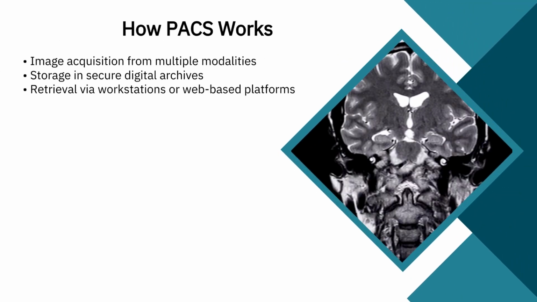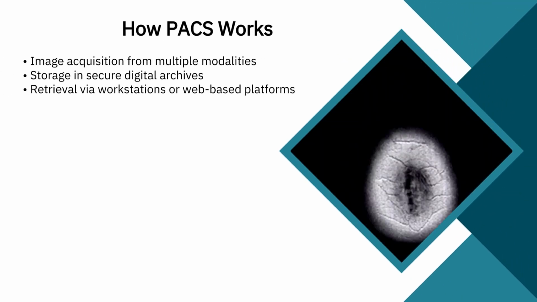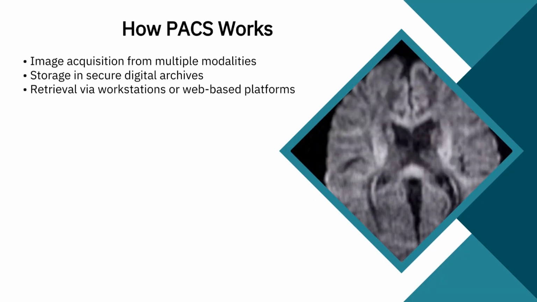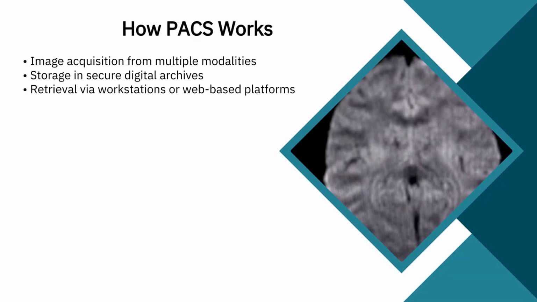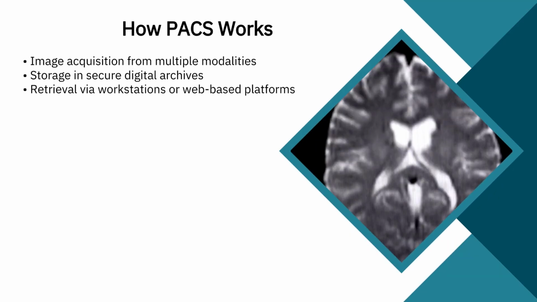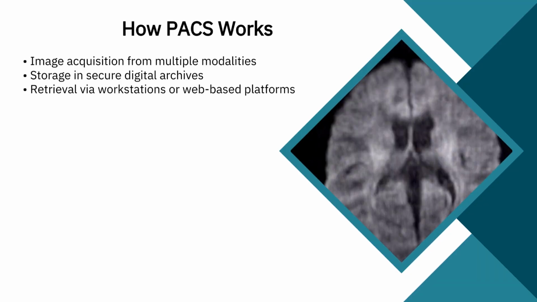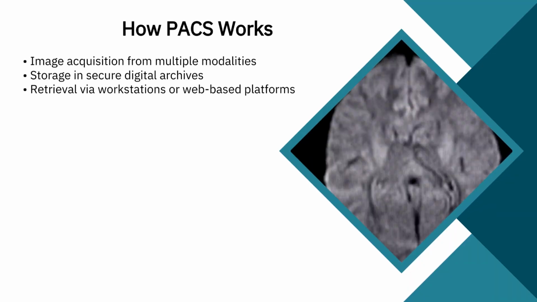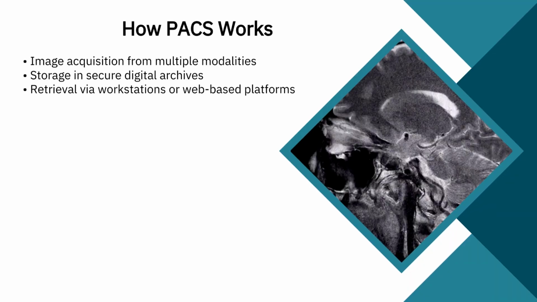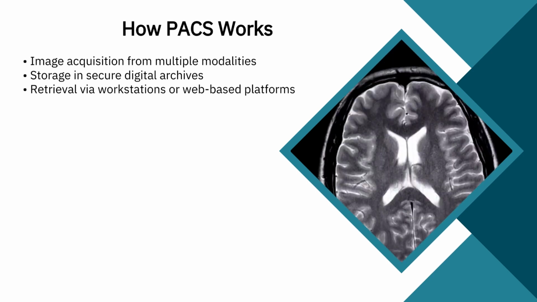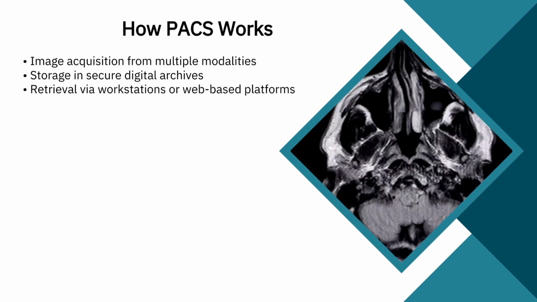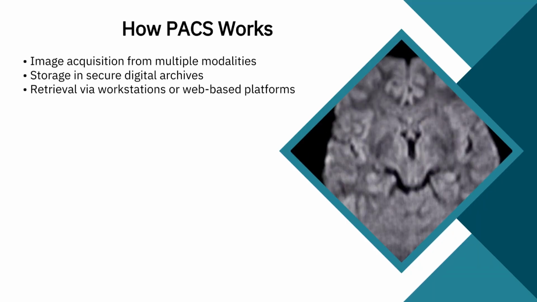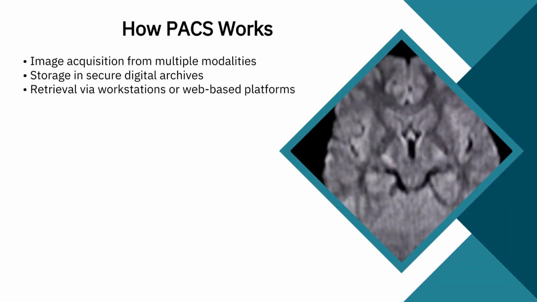So how does PACS actually work? It starts with image acquisition. PACS receives images from different imaging modalities: X-ray machines, CT scanners, MRIs, ultrasounds, using a standard format called DICOM, Digital Imaging and Communications in Medicine. Next is storage. PACS stores these images in secure digital archives. These can be located on hospital servers or in the cloud, depending on the system setup. Finally, retrieval.